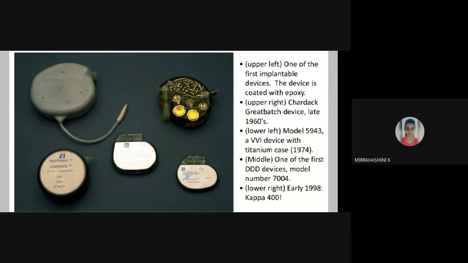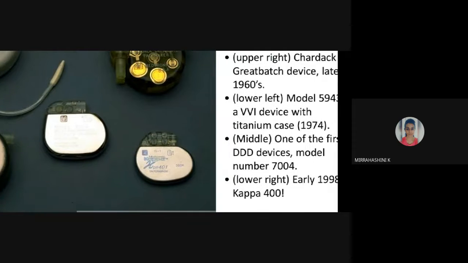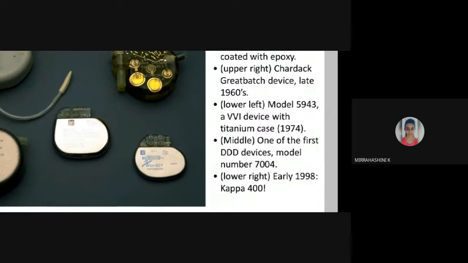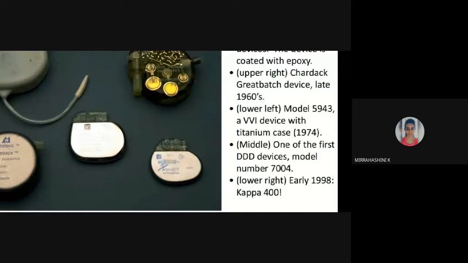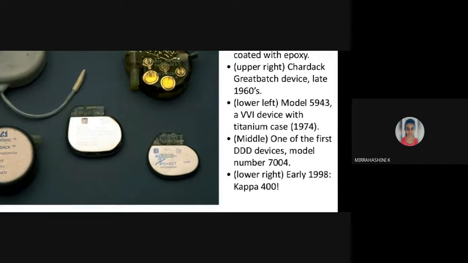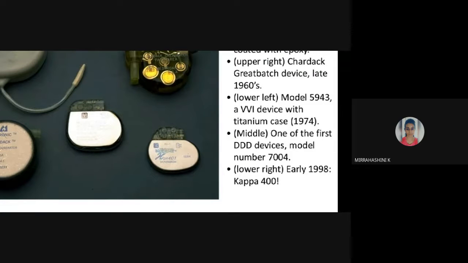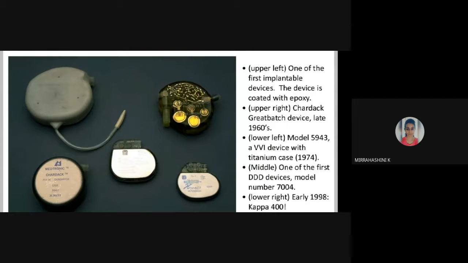Next one is the DDD device. What is this abbreviation? We'll see it in the next class. VVI, DDD, all these are the different types of pacemakers, the abbreviations we use in the classification of pacemakers. The middle one is the DDD device, and the last one on the right is the Kappa 400. So this is how the earlier pacemakers looked.